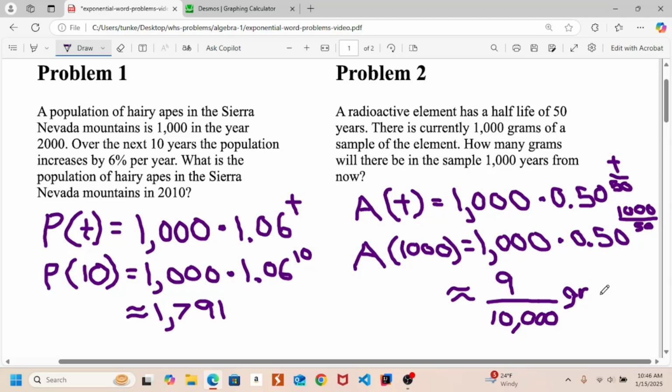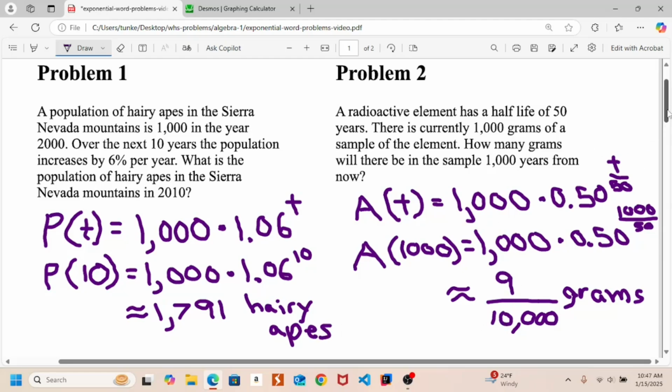You should always label these. I'm having trouble writing with the mouse, which is why I didn't write my hairy apes over here, but I should. Always label.